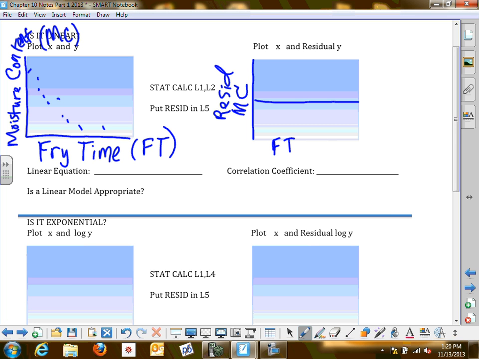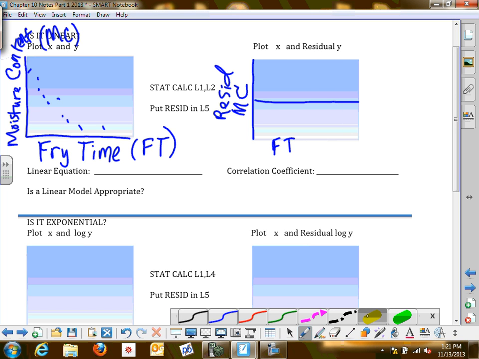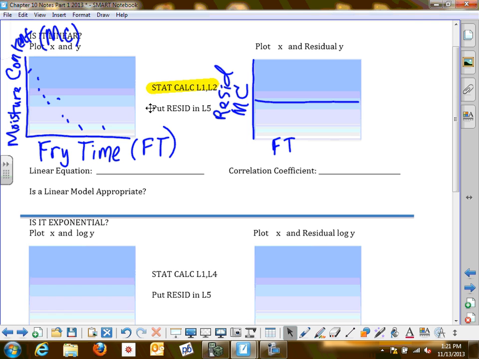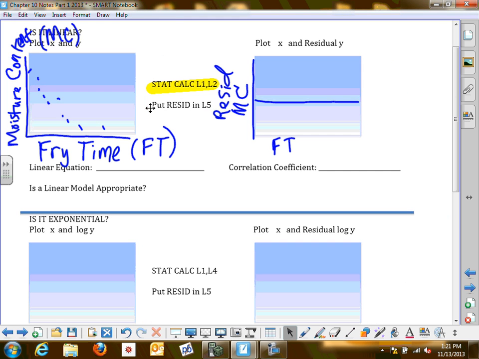So just put resid. And there's a reason you can't just put resid because we're going to have resids of different kinds of things throughout this process, okay? So I defined that I'm having residuals of the moisture content. Okay, so we need to look at that. In order to be able to do this, I have kind of given you steps. Look, this is a reminder. Don't forget to stat calc your equation for L1 and L2, and then put those resids into L5. Okay? So don't forget to do those two things.